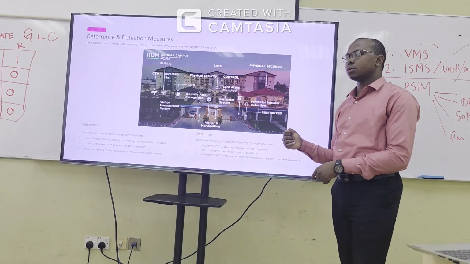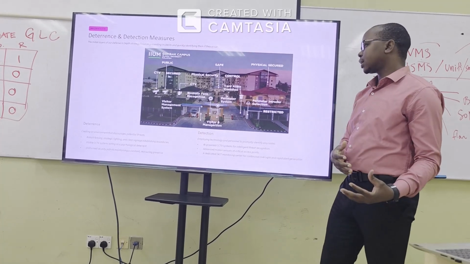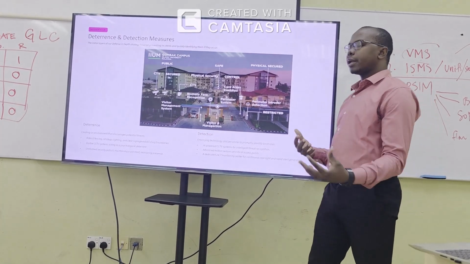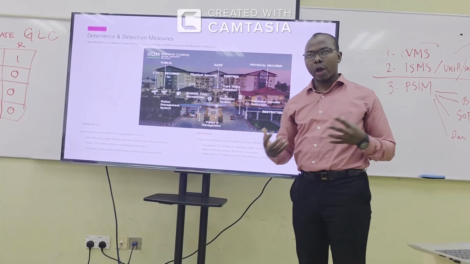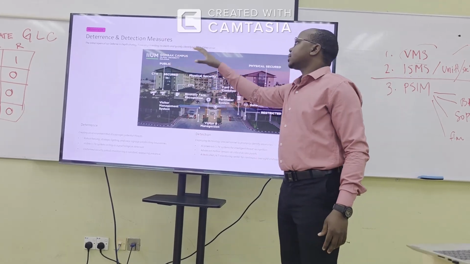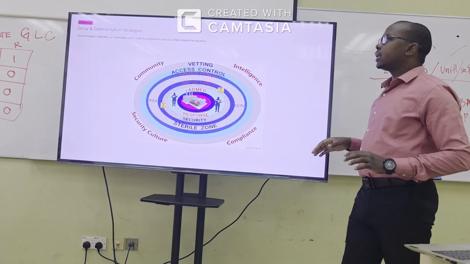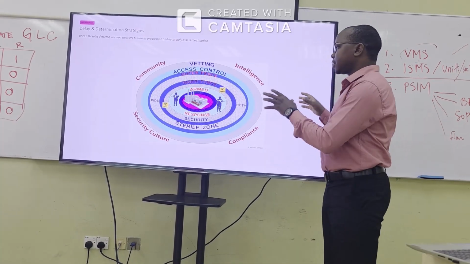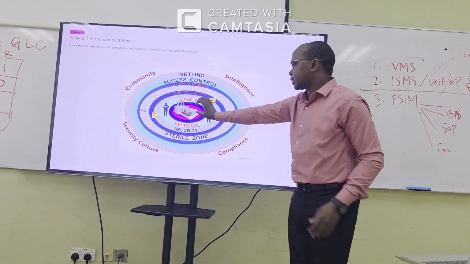If you are a student, you have to have a card to enter. If you are staff also, and if you are a visitor, there is a need to find a way so that they can allow you to enter. At least you know who enters and who goes out. So these are the deterrence and detection measures. Okay, in terms of delay and determination strategy, we have this graph. As we say, we are developing defense in depth. So this is our asset.